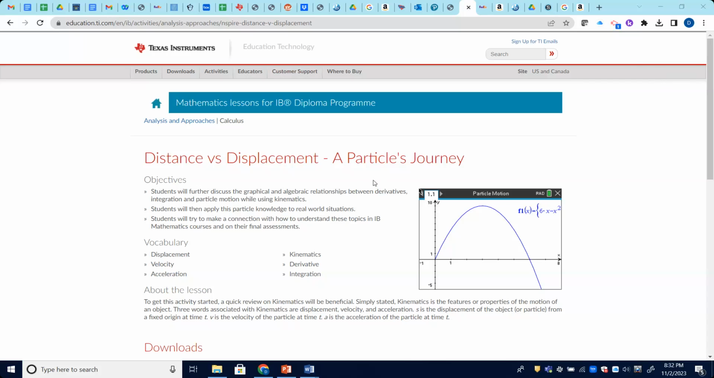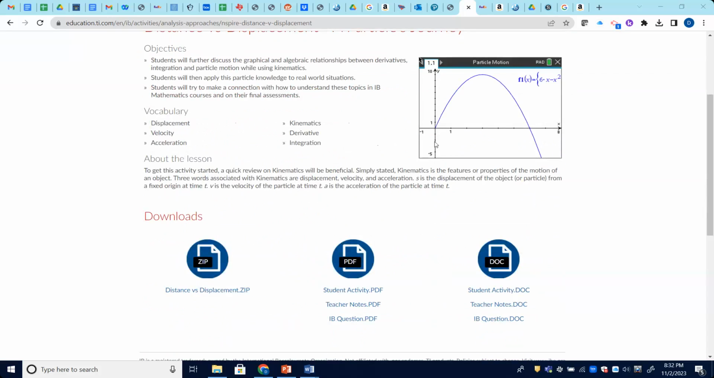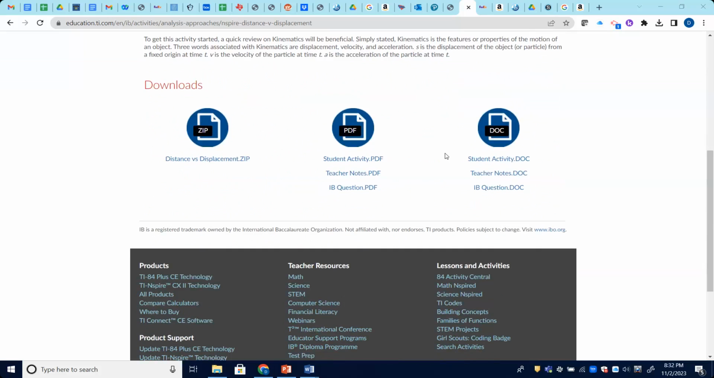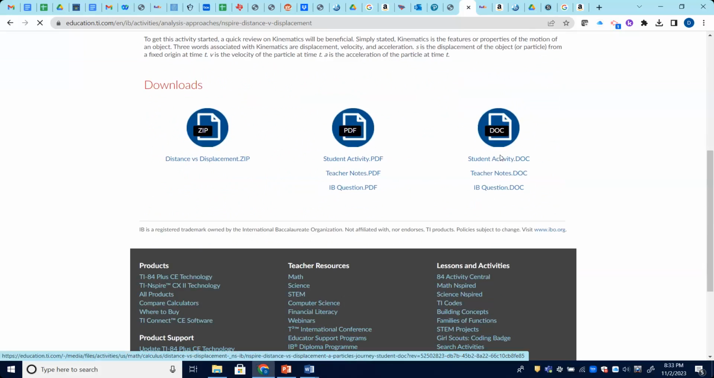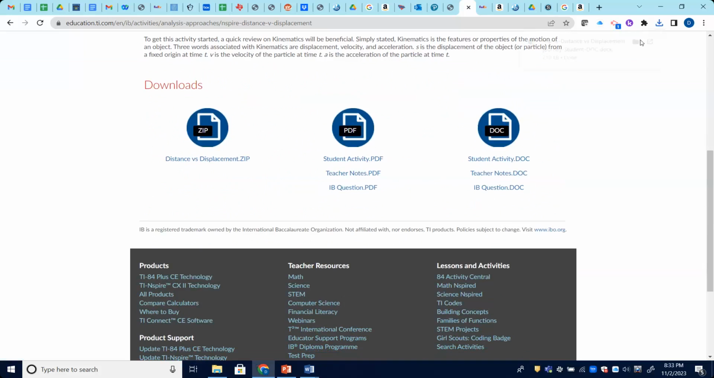So what you should notice, I clicked on analysis and approaches, I clicked on calculus, and then I clicked on just the Inspire. So a very similar setup. We have the overview, objectives, the vocabulary, and a little screenshot of particle motion. And then the same thing at the bottom. We have the zip folder, and then we have the PDFs and the docs for you to use. So let's click on the student activity real quick and click on that Inspire journey.